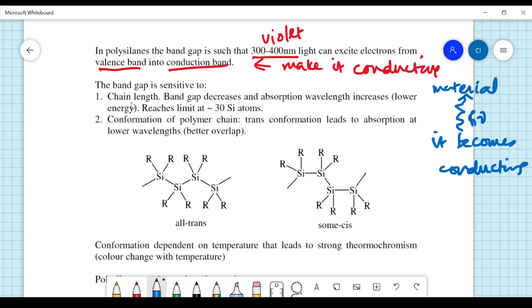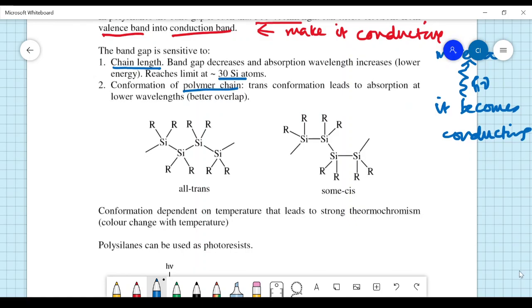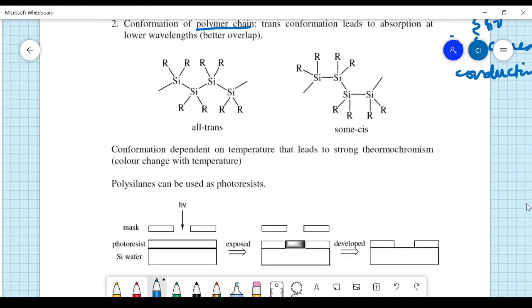The band gap is sensitive to chain length. So if you increase the chain length, you can have these different types of band. Band gap decreases and absorption range increases, with the lower energy reaching a limit at 30 silicon atoms. So the conformation of the polymer chain, that is, you can have trans and you can have some cis. You can see the difference between these two. It's not within our purview, but it says that the number of silicon atoms as well as the geometrical conformer can affect the bond lengths.